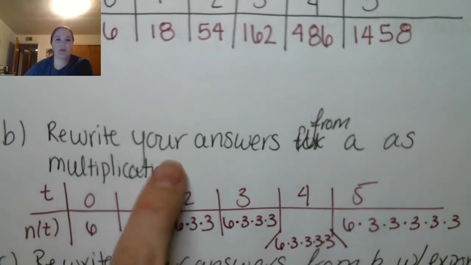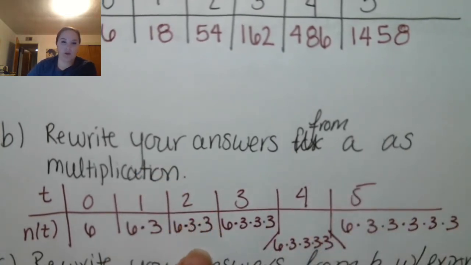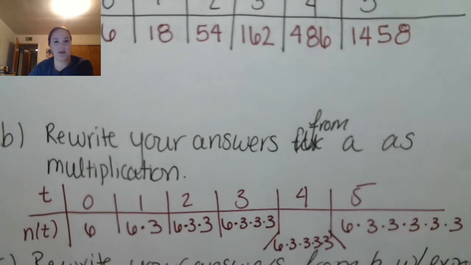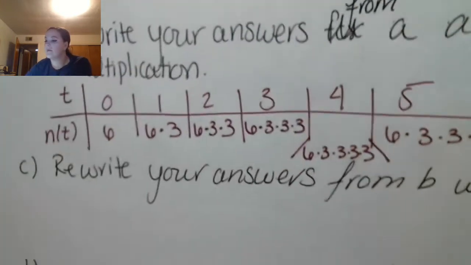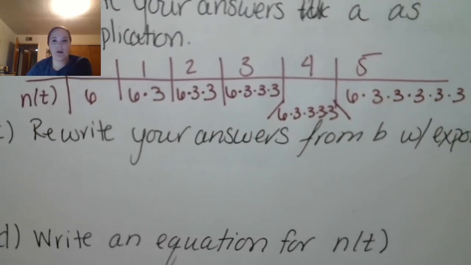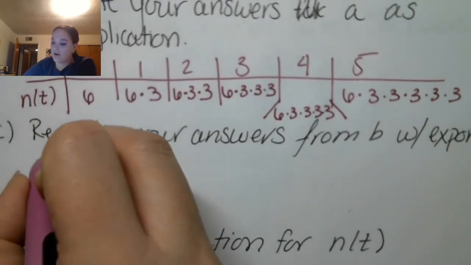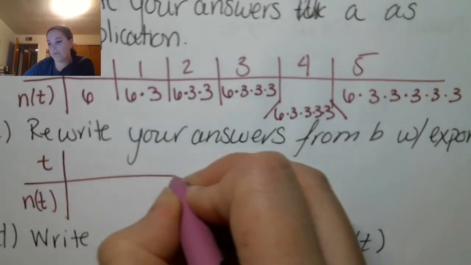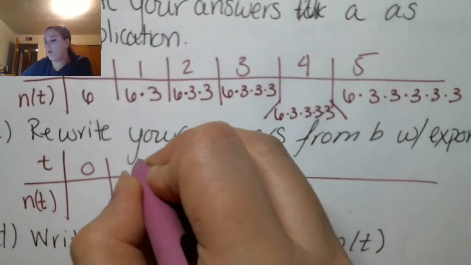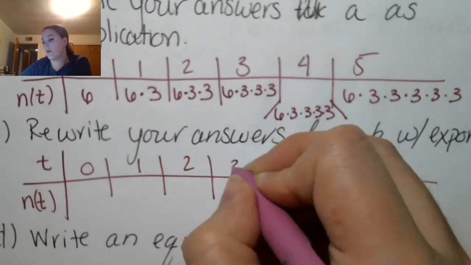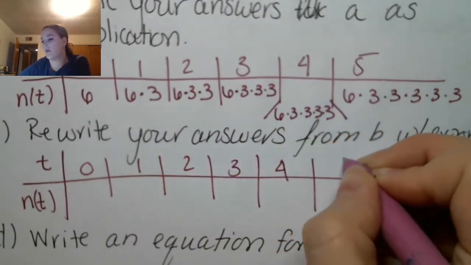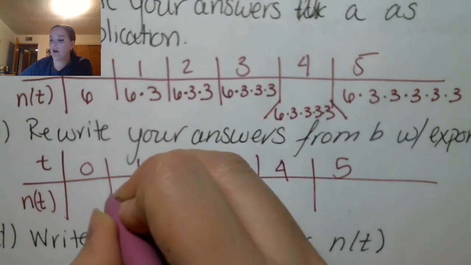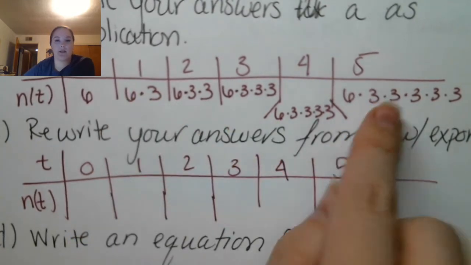So that's what it means to write as multiplication. We're just writing 6, then 6 times 3, then we took our answer times 3, that answer times 3, etc. The last part says rewrite your answers from B with exponents. So we're going to make our table again: 0, 1, 2, 3, 4, and 5, and rewrite this with exponents.